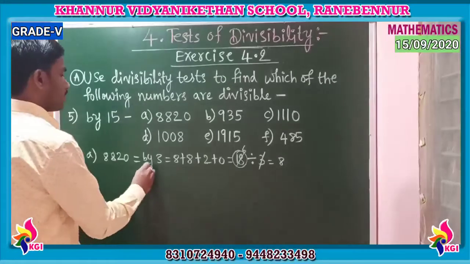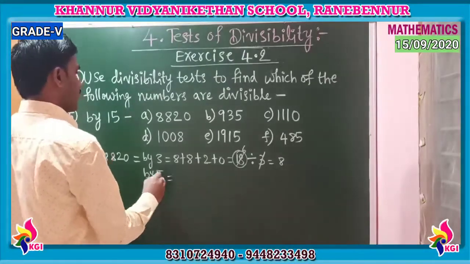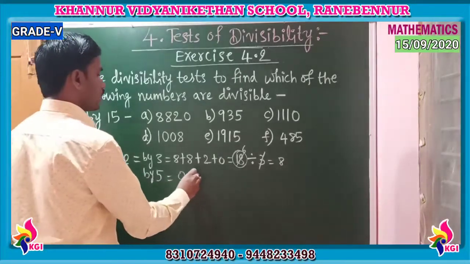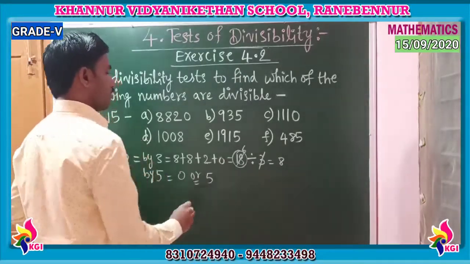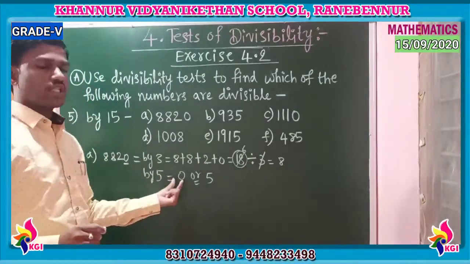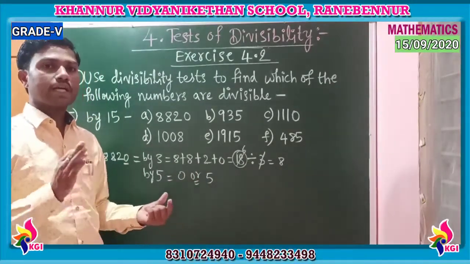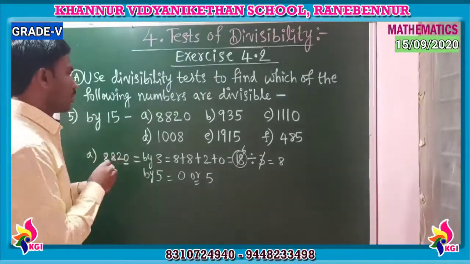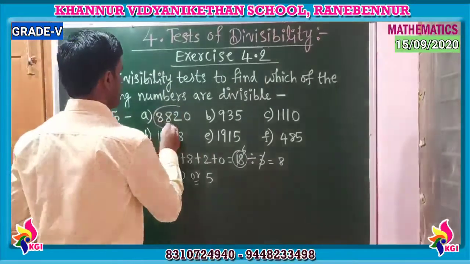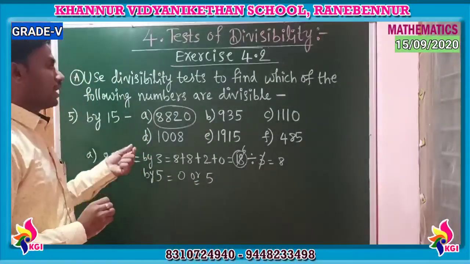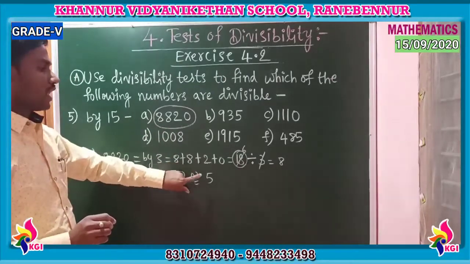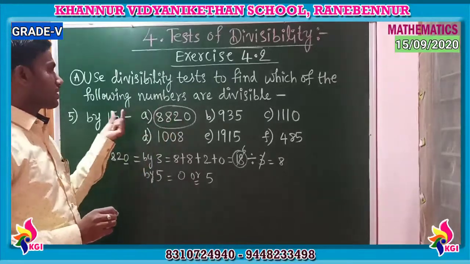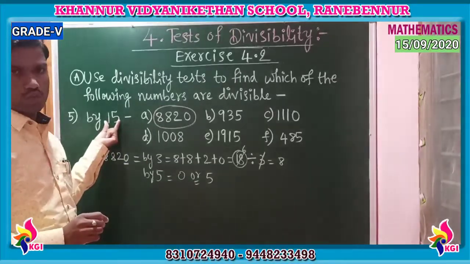But what about the rule for 5? The divisibility by 5 rule says that if the last digit of the given number is either 0 or 5, then the number is definitely divisible by 5. So the first number, 8820, is divisible by both 3 and 5. So we can say this 8820 is divisible by 15 also.